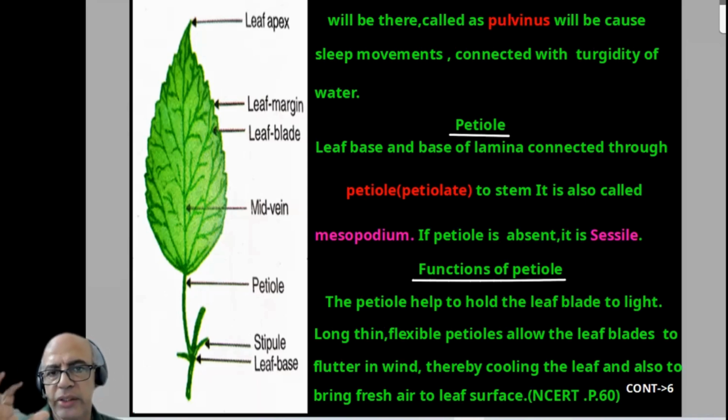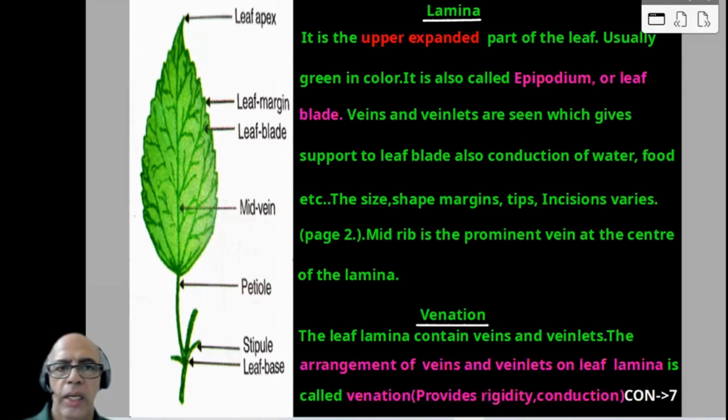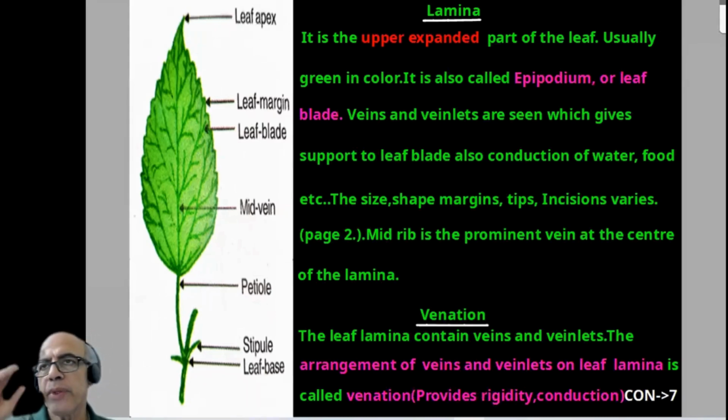That's why I told you each structure has got a function in nature. I think the function of petiole is clear. Now we can proceed to the next structure. Now comes the lamina, what we usually call the leaf, the green colored area. So it is the upper expanded part of the leaf. It is marked and labeled there, so it is clear. It is usually green in color.